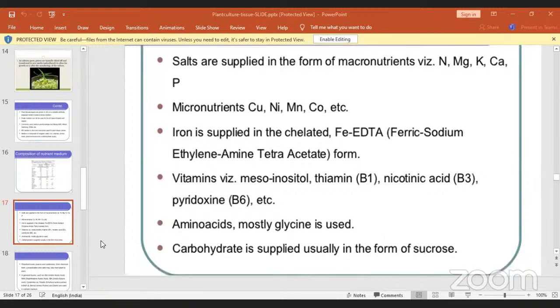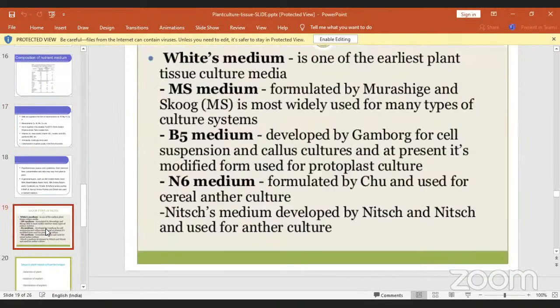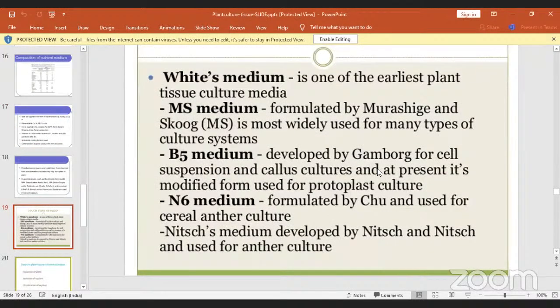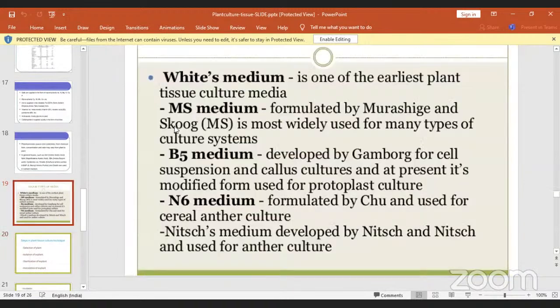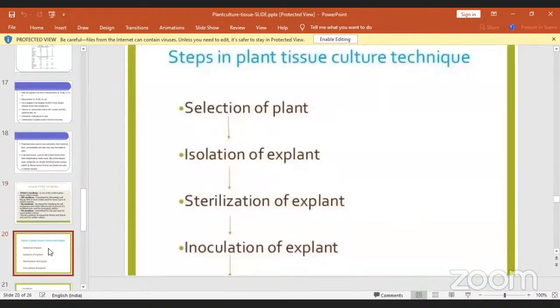In carbohydrates, sucrose. So these are different culture media prepared by different scientists: White's medium, MS medium, B5 medium, and N6 medium. So in these media, in most cases we use only MS media. So MS media, Murashige and Skoog. These media were proposed by two scientists, Murashige and Skoog. So it is widely used for many types of culture systems.